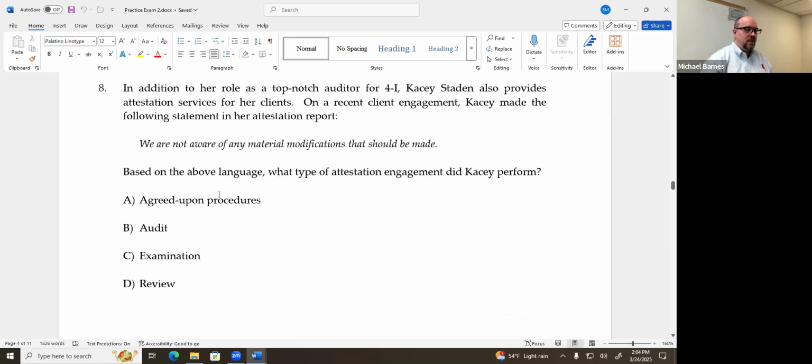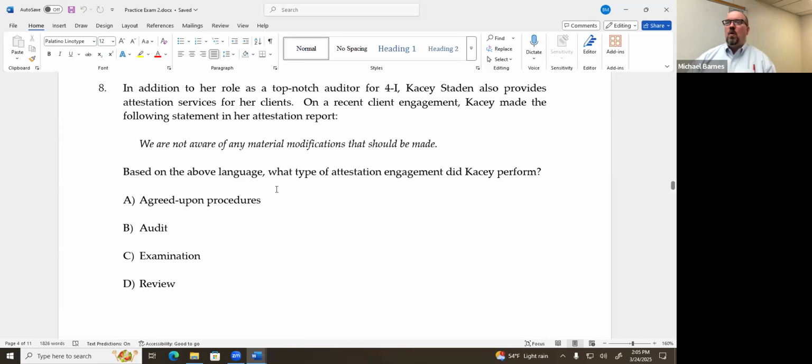In addition to her role as a top-notch auditor for 4i, Casey Staden also provides attestation services for a client. On a recent client engagement, Casey made the following statement in her attestation report: we are not aware of any material modifications that should be made. Based on the above language, what type of attestation engagement did Casey perform?